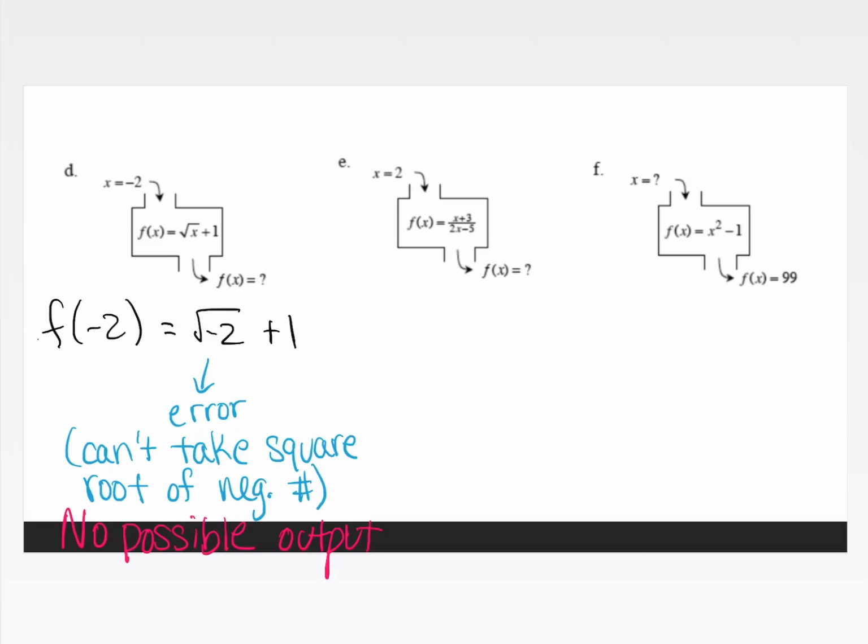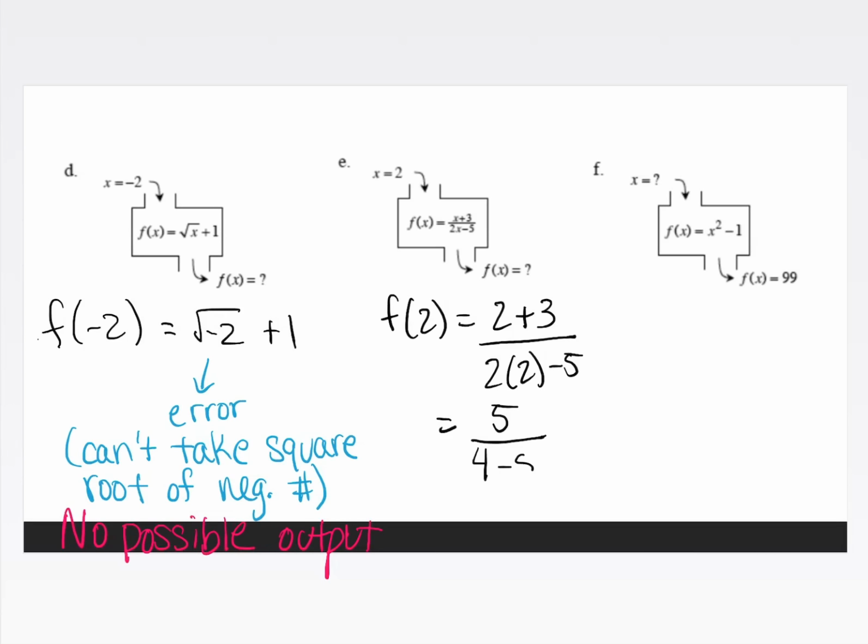Letter E, we're plugging in x equals 2 into our function. So f of 2 equals 2 plus 3 over 2 times 2 minus 5. 2 plus 3 is 5. 2 times 2 is 4 minus 5. We get 5 over negative 1, or negative 5. So f of 2 is negative 5.